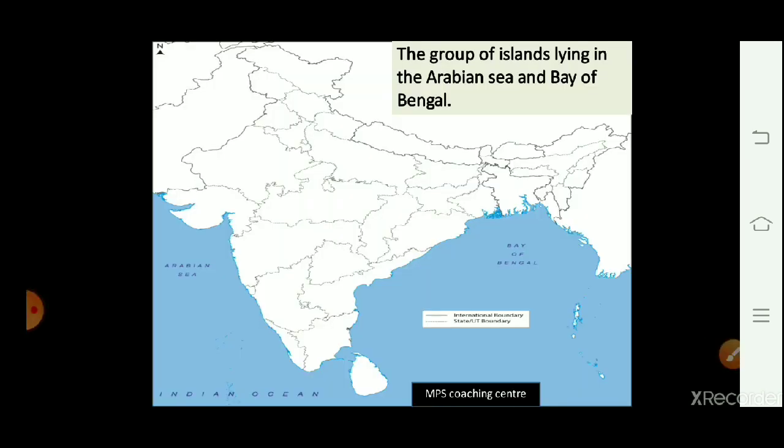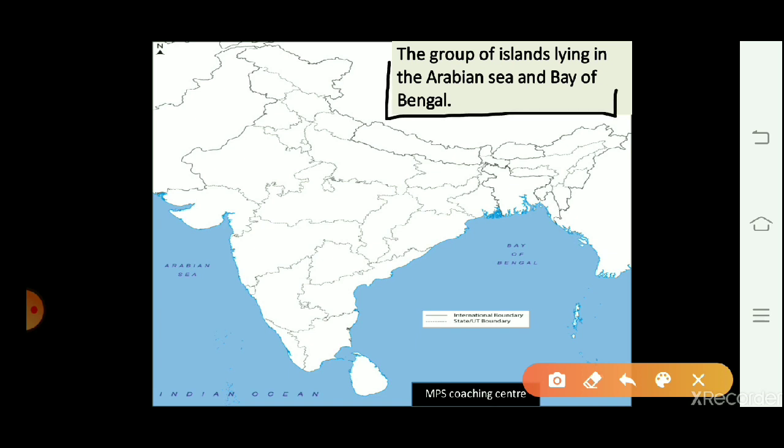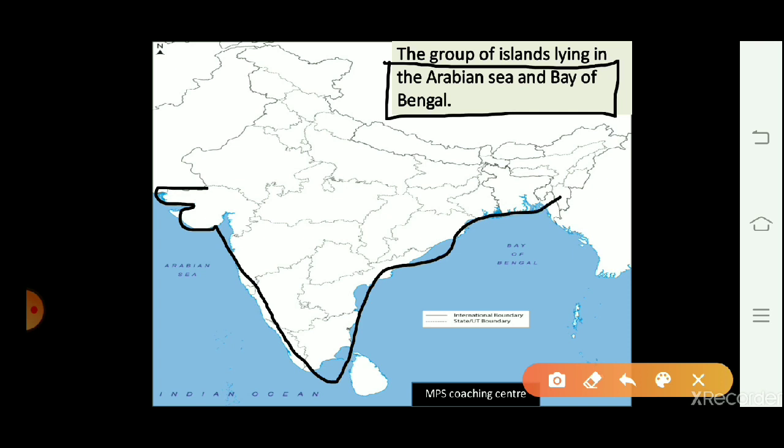So after understanding the location of India on the world map, we can further move to the group of islands lying in the Arabian Sea. In this we will learn how to plot the group of islands lying in the Arabian Sea and Bay of Bengal. As we know, India is a large country, and we can see it is surrounded by the Arabian Sea on the western side and the Bay of Bengal on the eastern side.